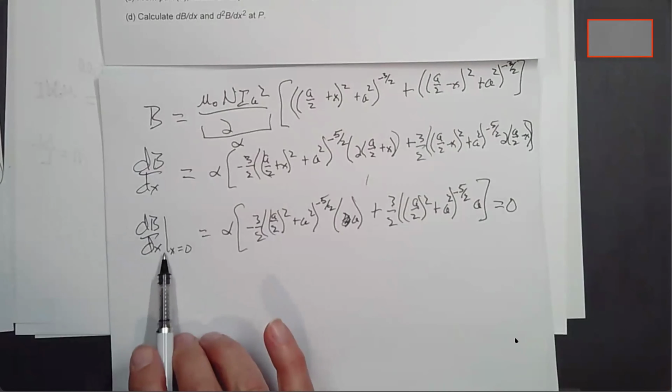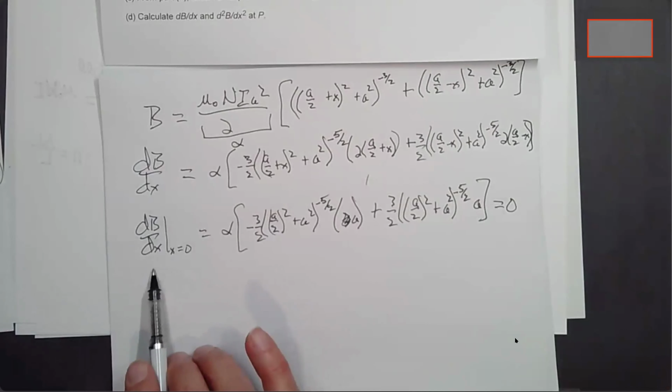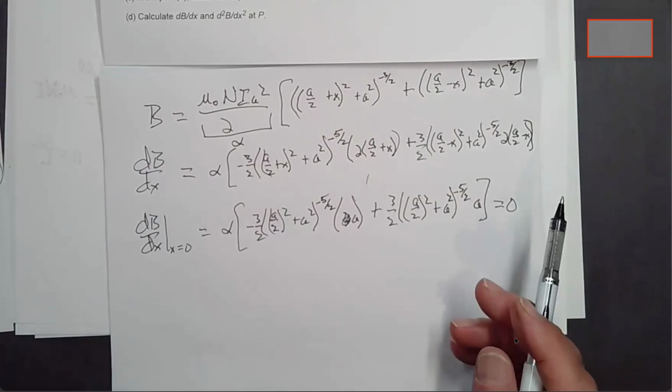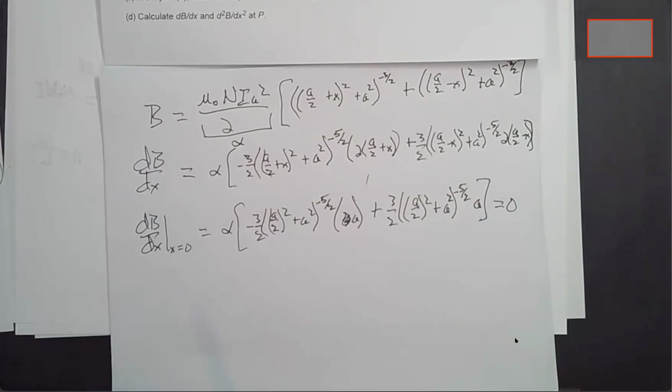The slope of the magnetic field, the first derivative of the strength of the magnetic field at the center of the thing, is 0. So that means to either side of the center, there isn't any change in the strength of the magnetic field there.